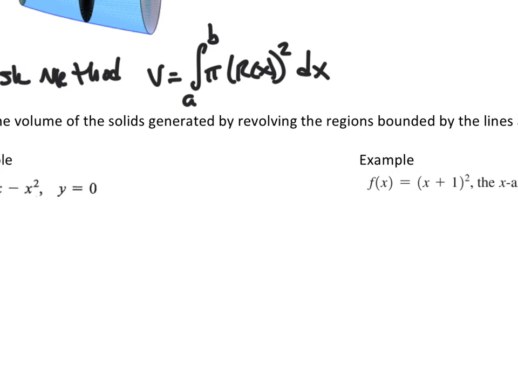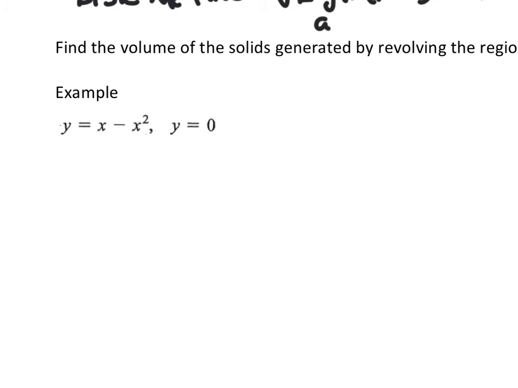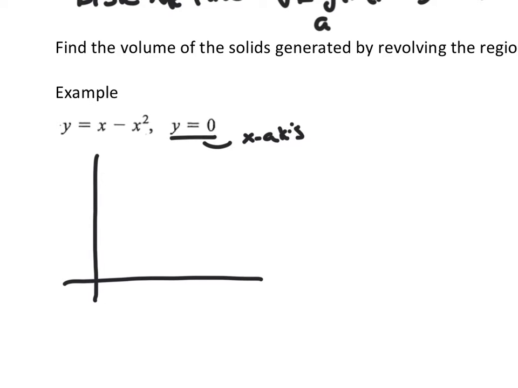All right, so in order to do these example problems, I want to actually graph these two functions here, and I'm just going to do a quick little sketch of this graph. This is the x-axis. It's this line right here, the line y equals 0. And then this is a parabola with x-intercepts of 0 and 1. And so I end up getting this region like that.